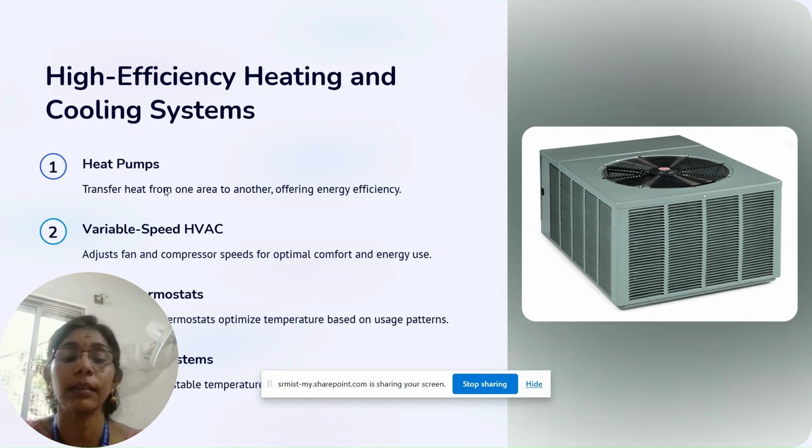Nowadays we can see the star rating for energy levels in the various electrical and electronic equipment that we purchase, be it an AC or a refrigerator. So we can see a 4 star or a 5 star, right? That is done by the energy department only. So when I say variable speed HVAC, it will adjust the fan as well as the compressor speed.